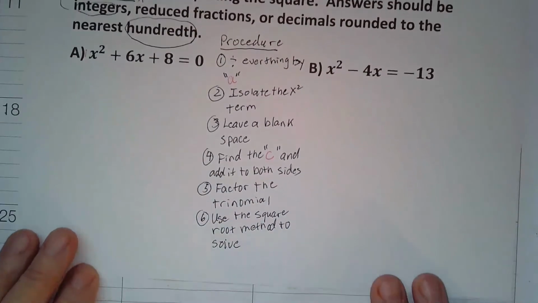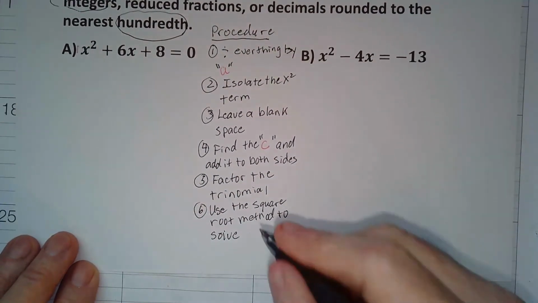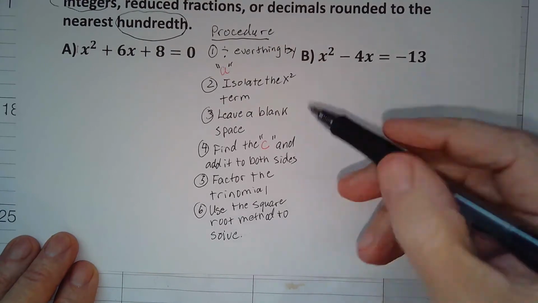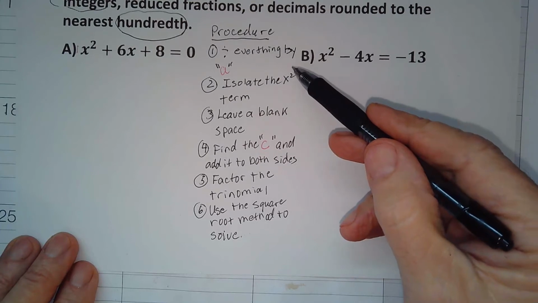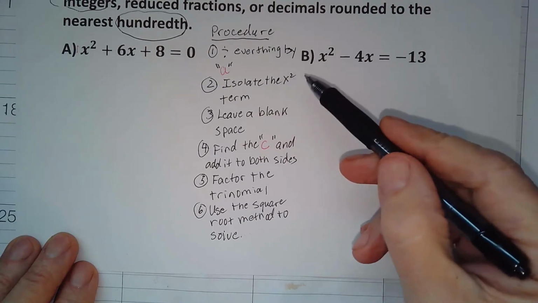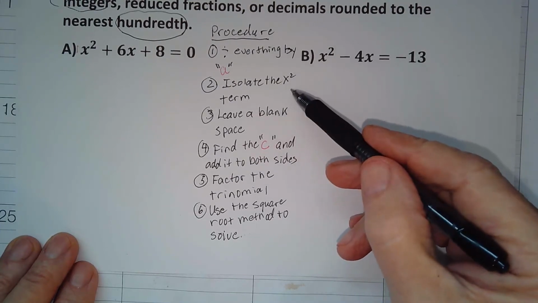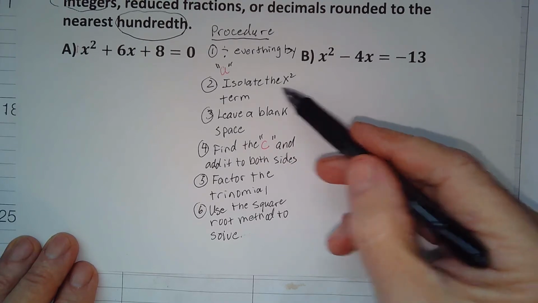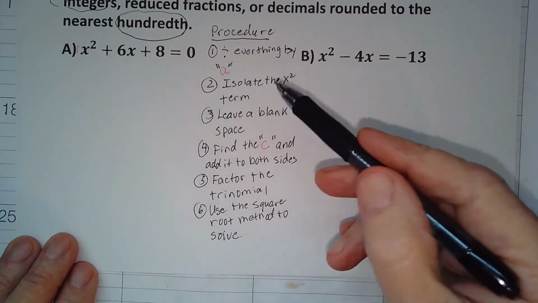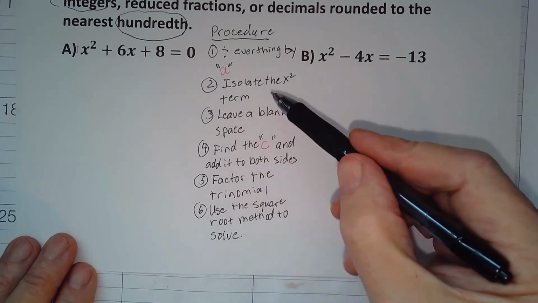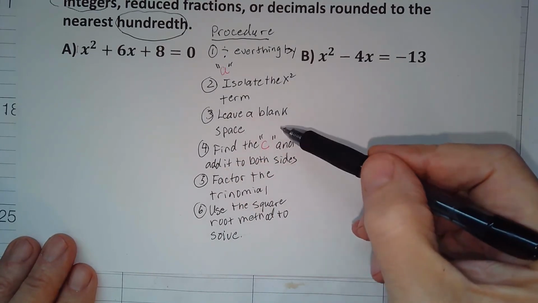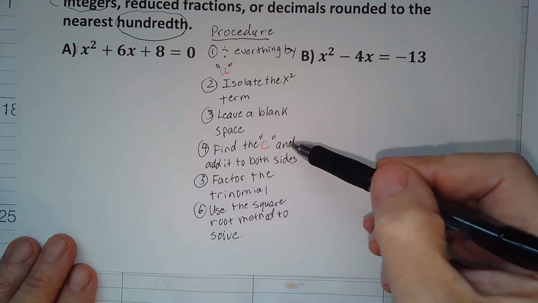Okay, so there you've got all of the procedure that you're going to do. Now, the first one you haven't done yet. You haven't done that before, but we're going to hit that today. Isolating the x squared term, you haven't done that yet with completing the square, but you've done it many times when you've been simplifying and solving equations for x. Leaving a blank space is new.